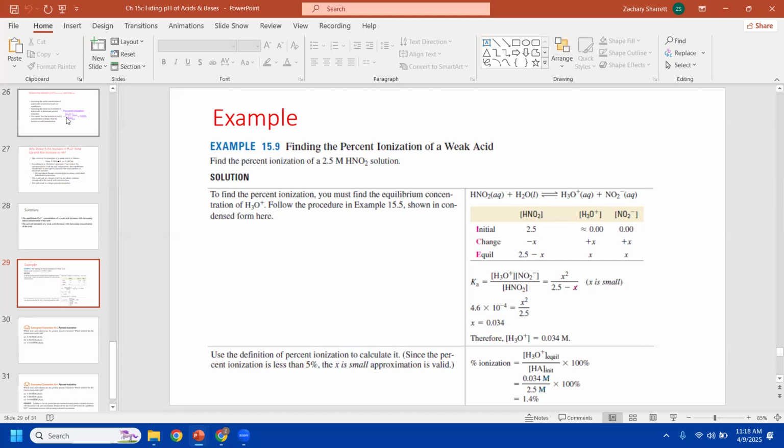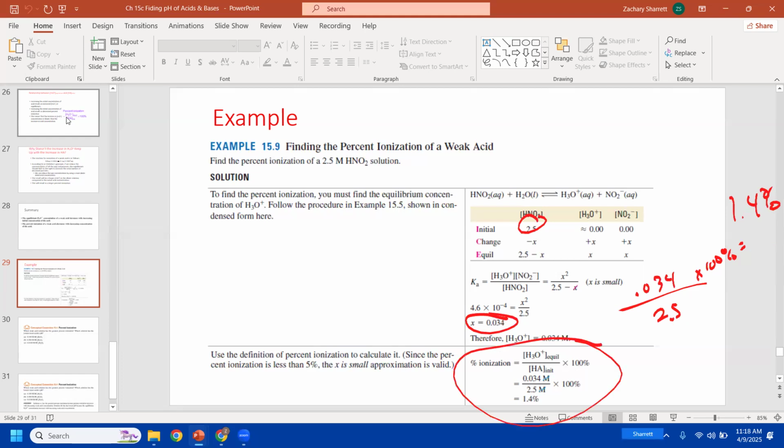We solve for x, so you need to know how to solve for x, and we get 0.034. So how do we check to see if this assumption was valid? Anybody remember? How do we check if the assumption is valid? We take x, 0.034, and we divide it by the initial concentration of 2.5, and we multiply that by 100%, and we get 1.4%. Think I did that in my head? Just kidding. The only reason I know that is because it's the same for percent ionization.